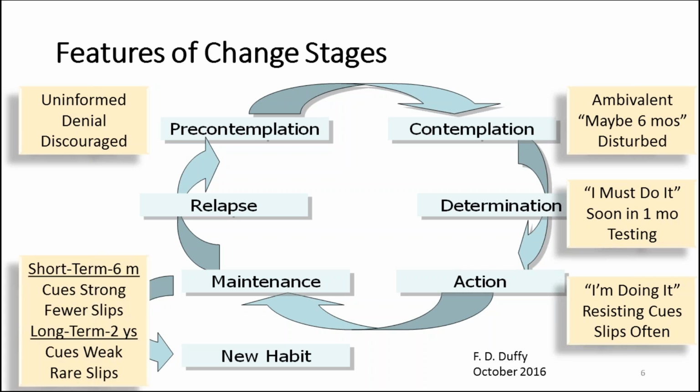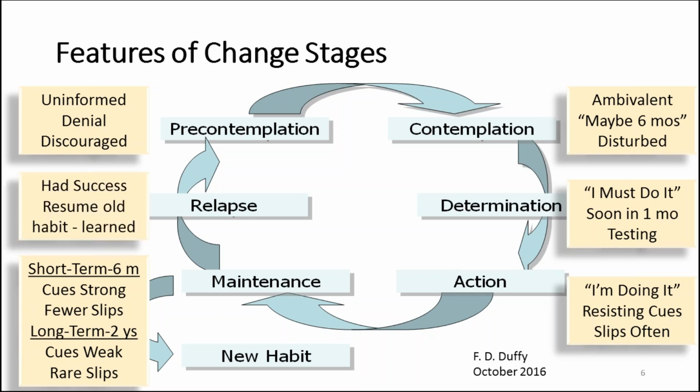With maintenance, we tend to divide it into two broad areas: short term, which is 6 months after adopting the new habit or the treatment plan, in which the cues are strong to keep doing it. There are fewer slip-ups. And then long-term treatment is up to 2 years. You notice we're not talking about adopting a new habit within that first 2-year period of time. And I think that becomes very useful for us as we realize this stage of change is really very active for quite a long time.